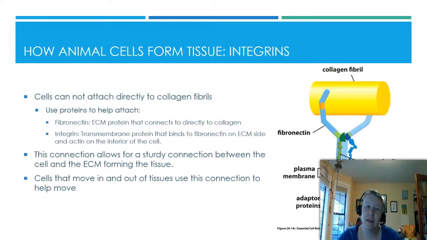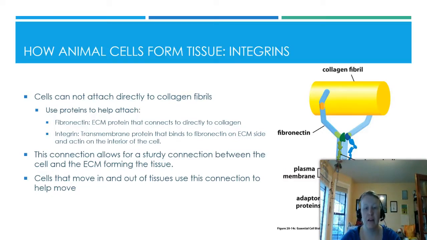So how do the cells connect to this network of collagen fibers? Well, they don't connect directly. They can't. The connection is just not that strong between them. So what we have is a series of proteins that connect through this process. We have the collagen fibril, and what attaches to this is something called fibronectin. The fibronectin is a protein that is found in the ECM, and it will connect to the collagen fibril. Then we have these integrin dimers, and these integrin dimers are transmembrane proteins in the cell.